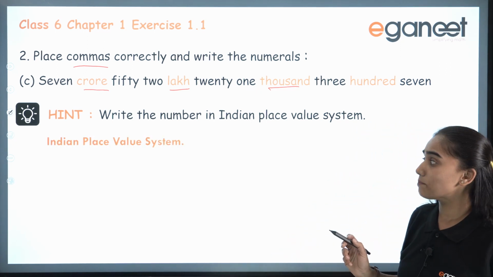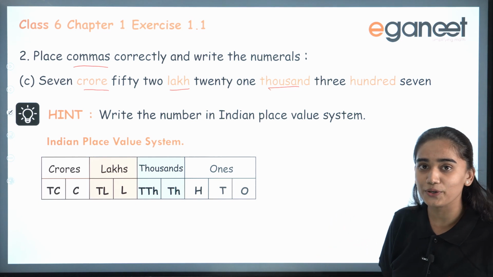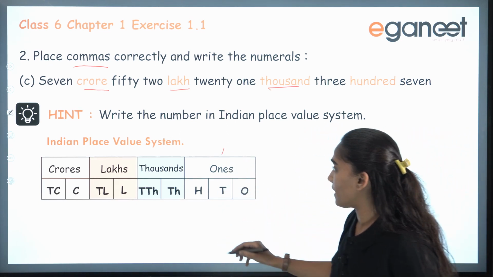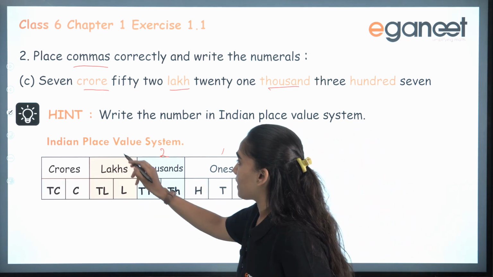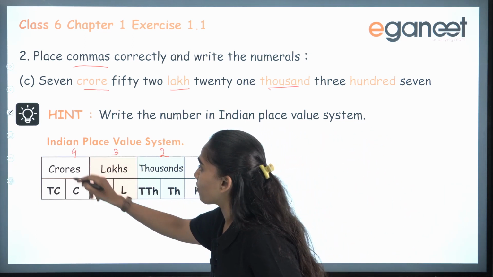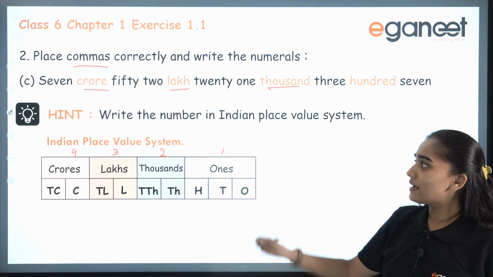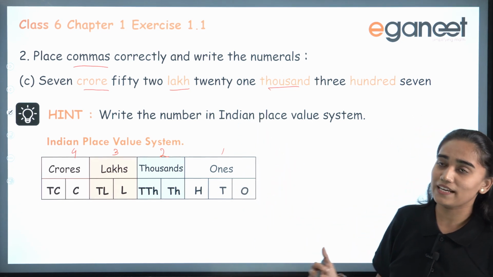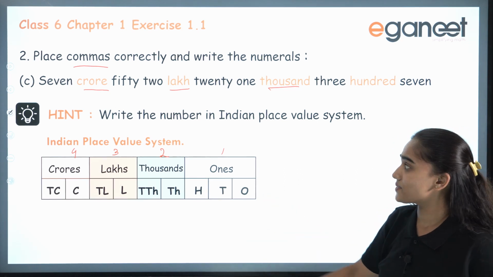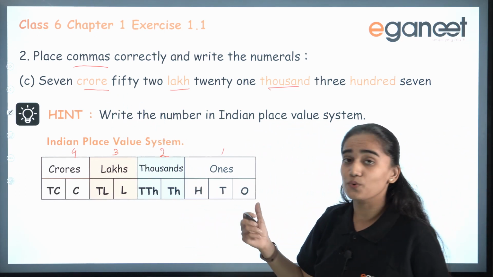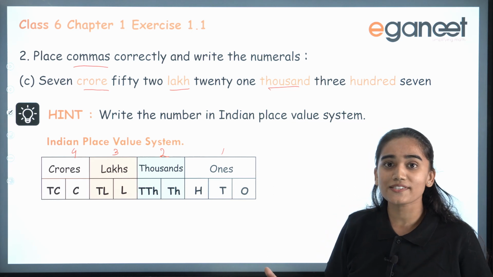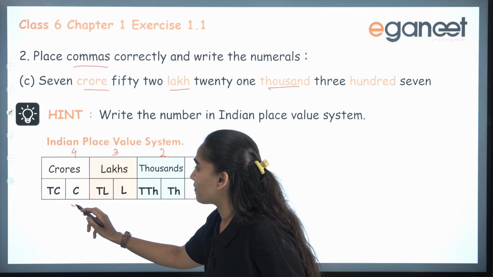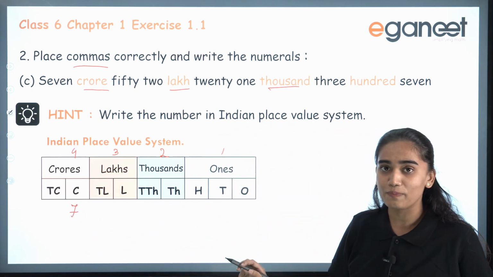So, the Indian place value system is as shown to you. Here we have 4 periods, namely ones, thousands, lakhs and crores. So, let us try to put the given number according to their place values. The number is 7 crore. Where should I put 7? At 10 crores place? Definitely not. 7 should be there at crores place.